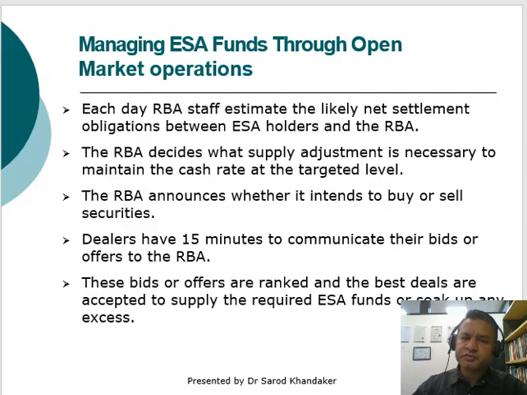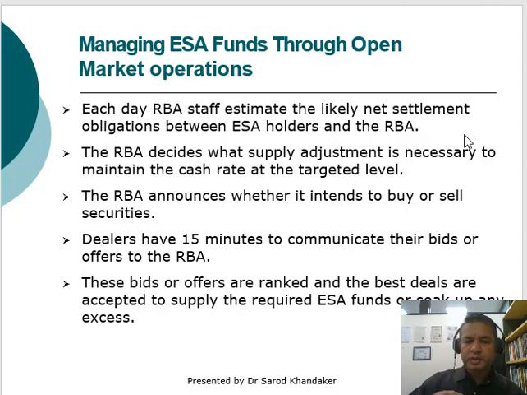Now, managing funds through open market operations. The RBA manages funds through the exchange and settlement account and in the open market. Each day, RBA staff estimate the likely net settlement obligation between exchange and settlement account holders and the RBA. The RBA decides what supply adjustment is necessary to maintain the cash rate at the targeted level. The RBA announces whether it intends to buy or to sell securities. Now it will depend upon the demand and supply.